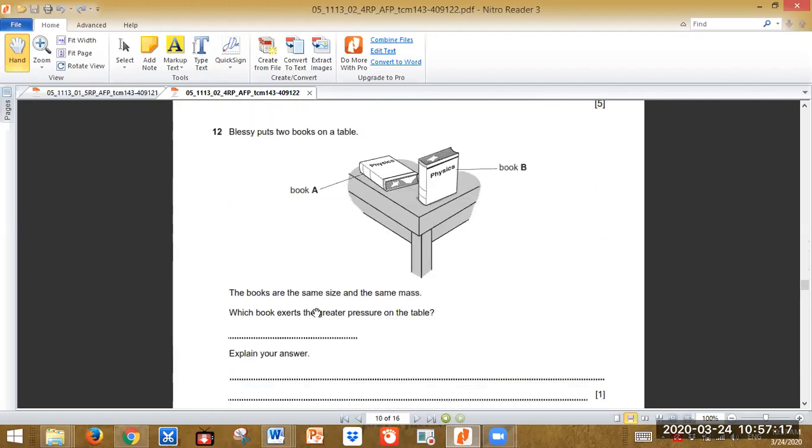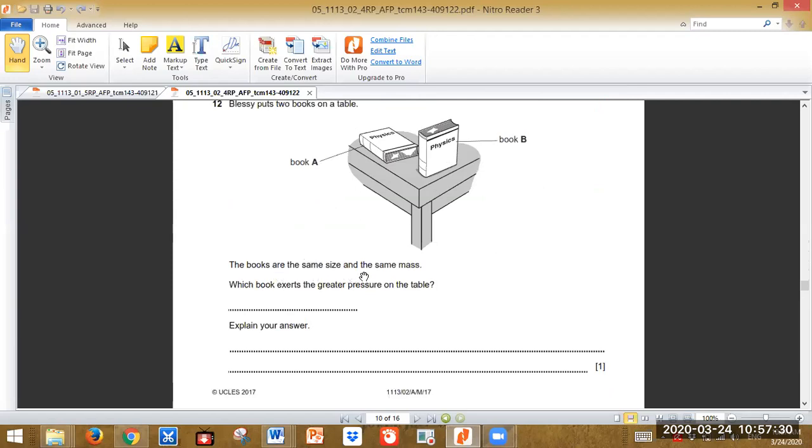Let's go to question 12. In question 12, Blessy puts two pucks on a table, puck A and puck B. Pucks are the same size and the same mass. Which puck exerts the greater pressure on the table? For sure it will be puck B, because it has less surface area than puck A. Explain your answer, so you will write a smaller area gives a larger pressure.